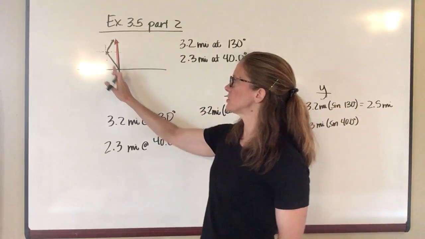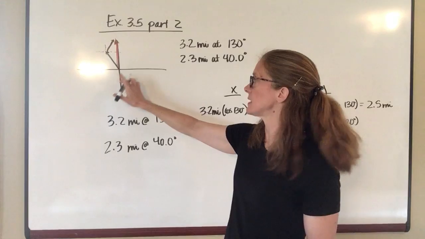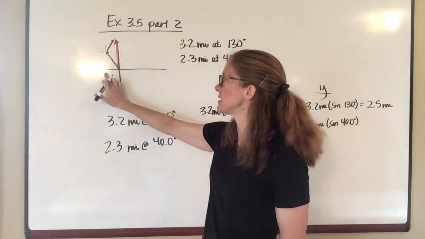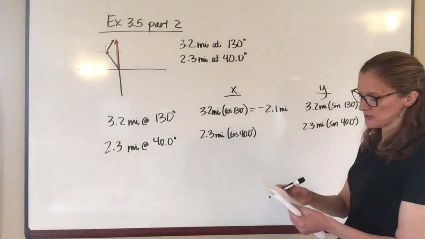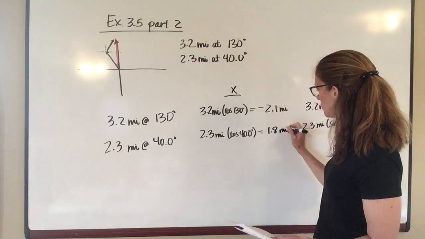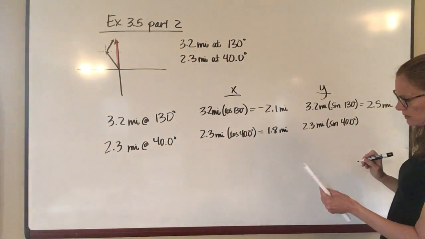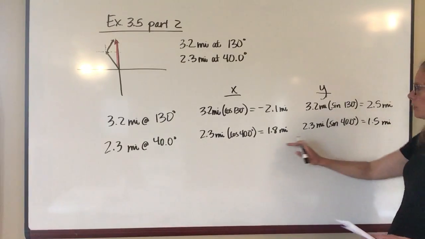Well, this vector here, this is the first one, was going off in this direction, so it would make sense that the x component is negative and the y component is positive. Then when I look at the second vector, this one comes out to be 1.8 miles, and this one comes out to be 1.5 miles, so both of these are positive.